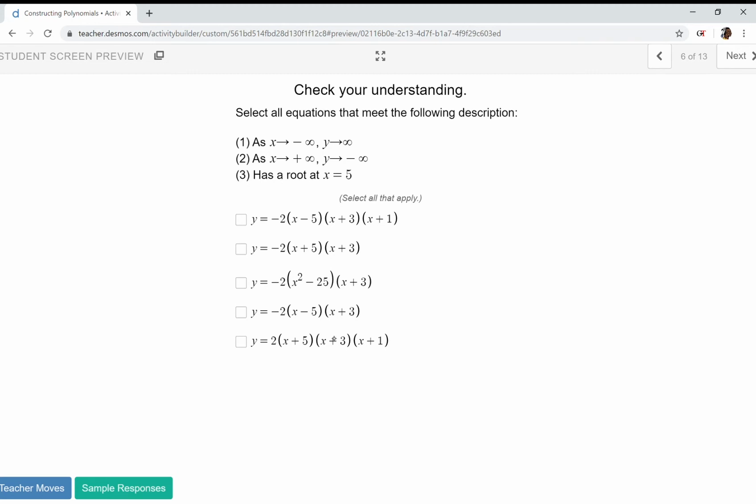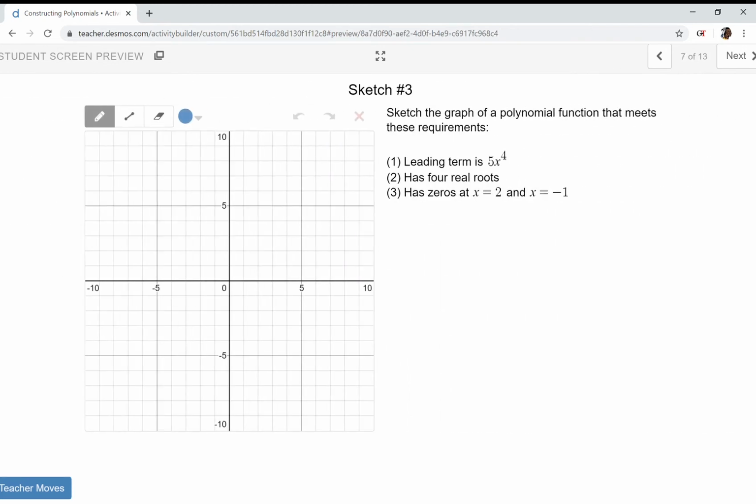It has a root at x equals 5. So set each set of parentheses equal to 0 and solve for x and see if it equals 5. Obviously, these ones with the 3's do not equal 5, and the ones with the 1 do not equal 5. So you're testing the ones here to see if any of them gives you x equals 5. There are two options. There are two answers on this page.